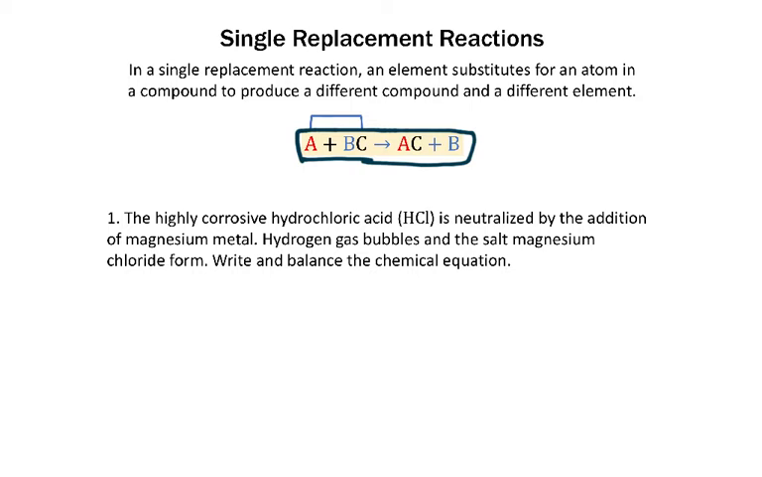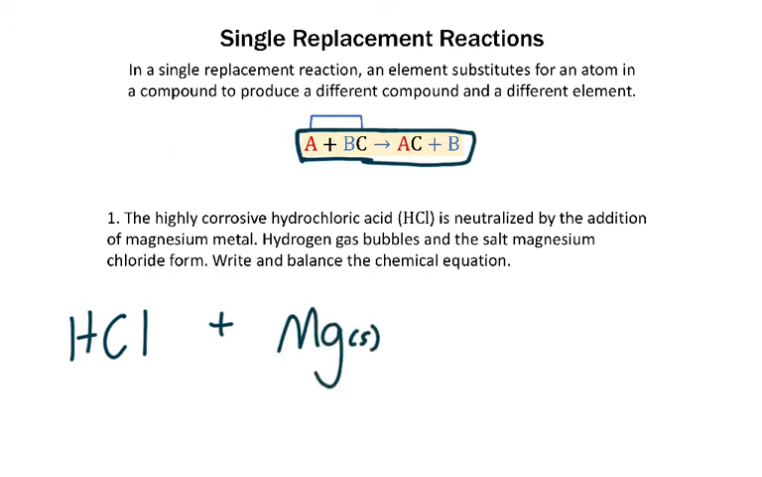So here's an example of a single replacement reaction. The highly corrosive hydrochloric acid, which is HCl, is neutralized by the addition of magnesium metal. Hydrogen gas bubbles and the salt magnesium chloride form. Write and balance the chemical equation. All right, so our reactants are described in the first sentence. The highly corrosive hydrochloric acid, HCl, is neutralized by the addition of magnesium metal.